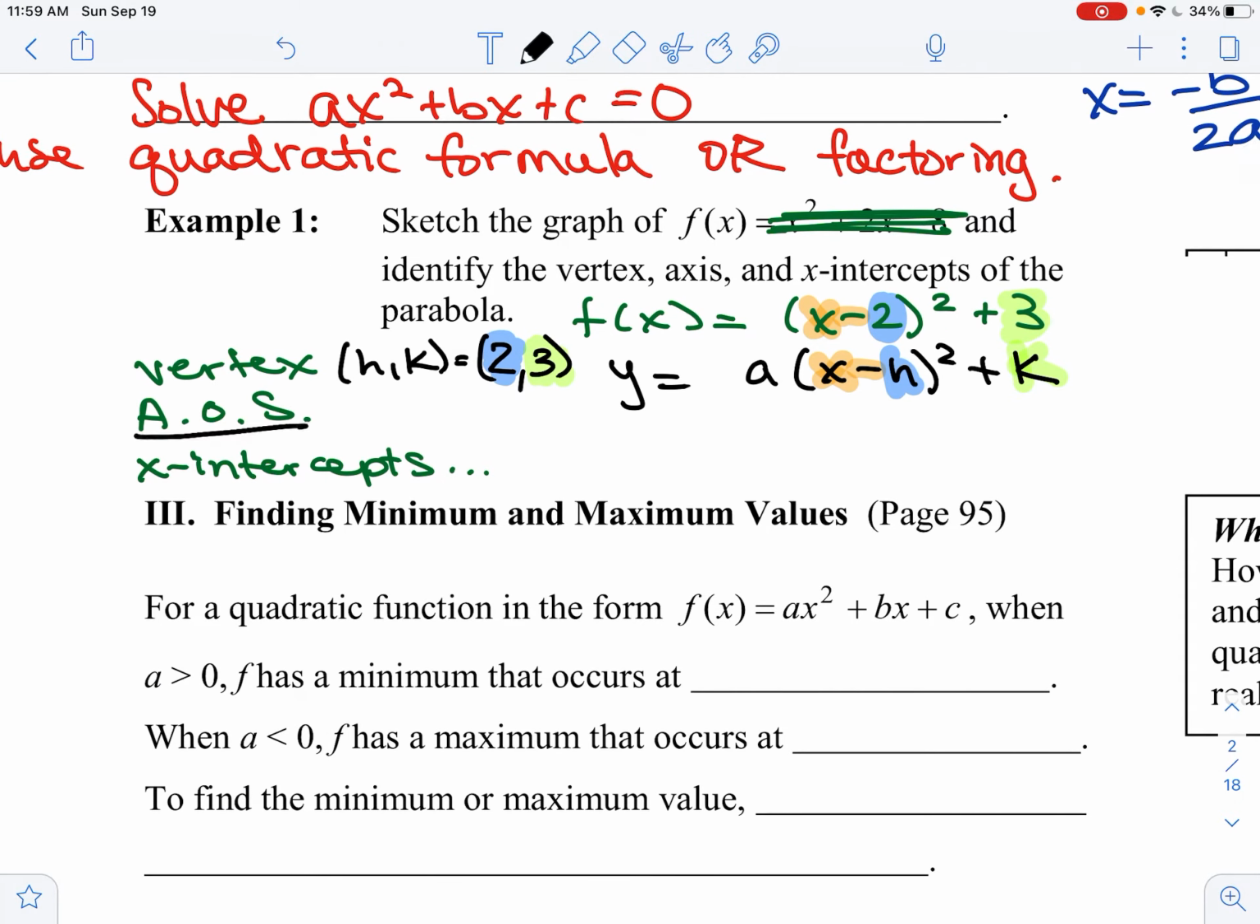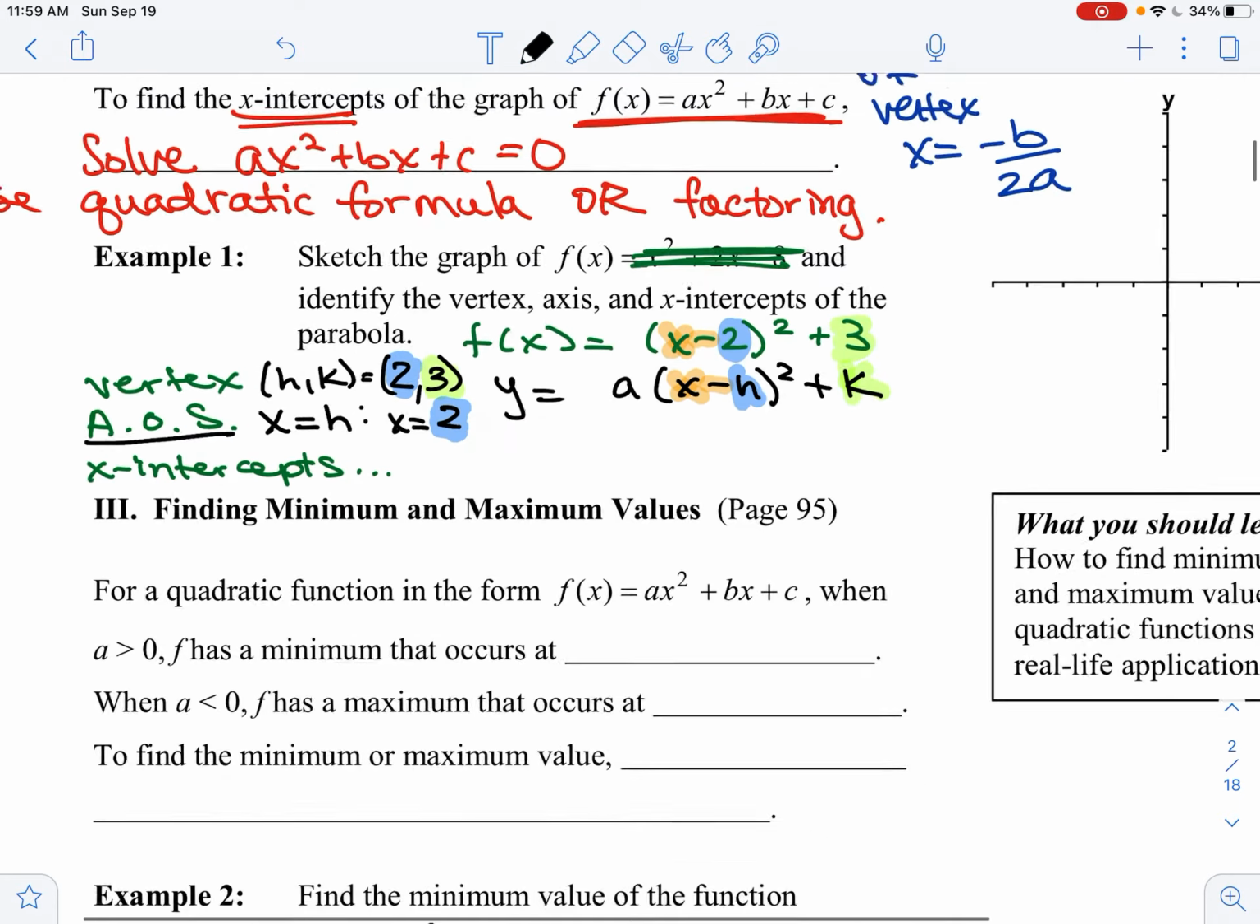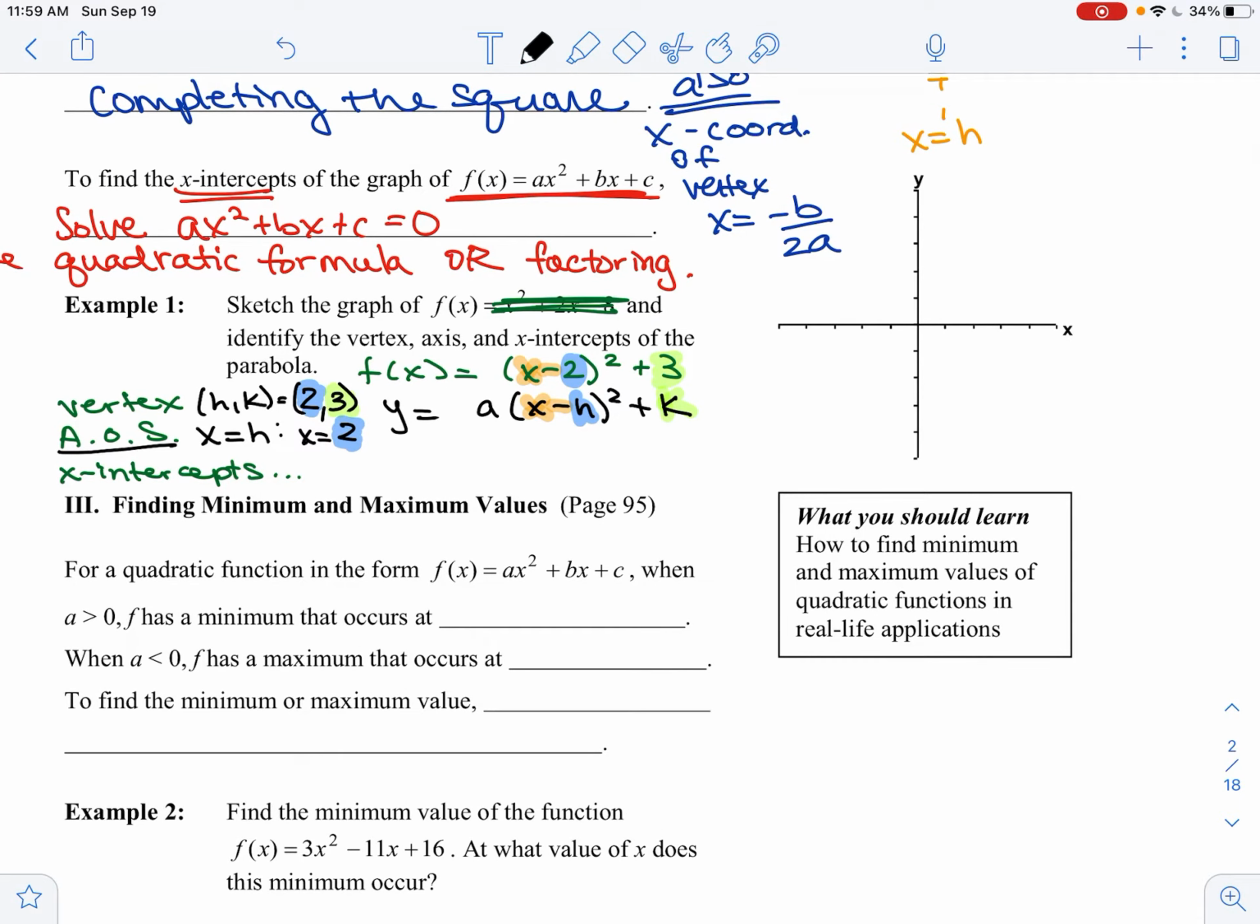Remember, we also know the axis of symmetry has the same value of x as the vertex. So if we know x equals h, then we know x equals the same value that we found before, which was 2. These match. So let's go ahead and graph that on our graph over here. So we're going to go over 2. So here's 1, 2, and here's 1, 2, 3. There's our point. That's our vertex.